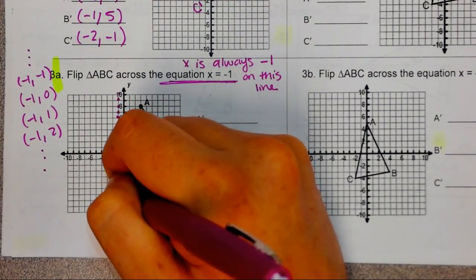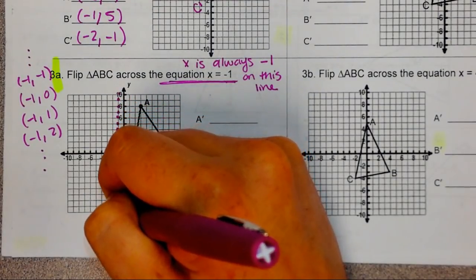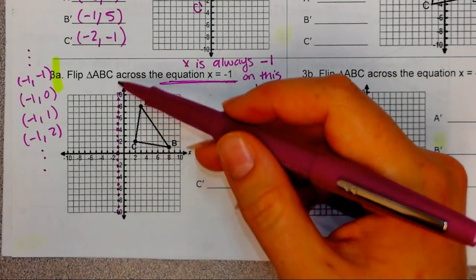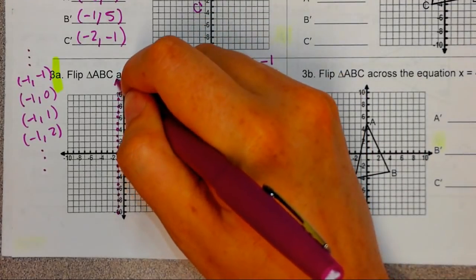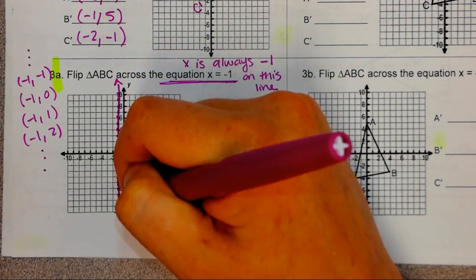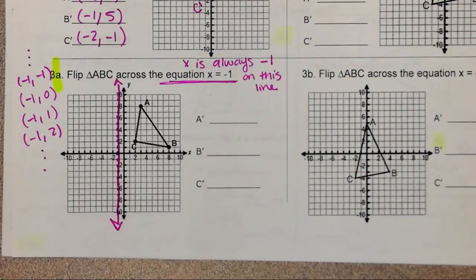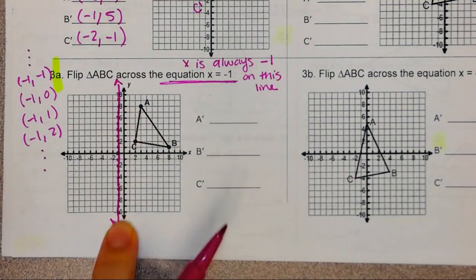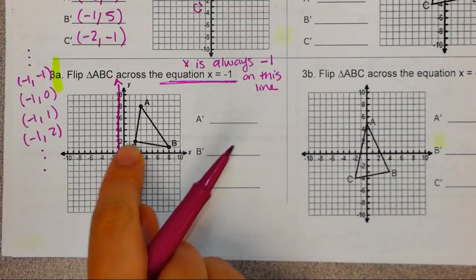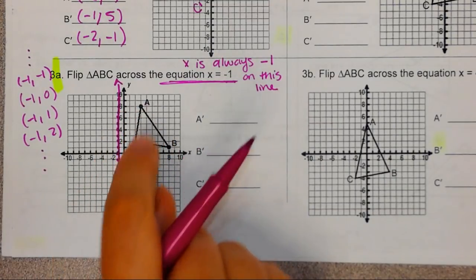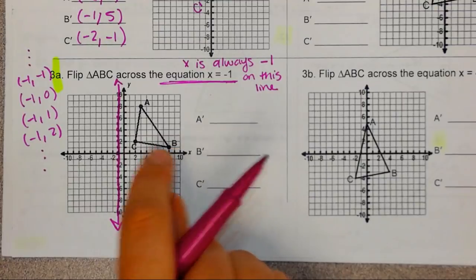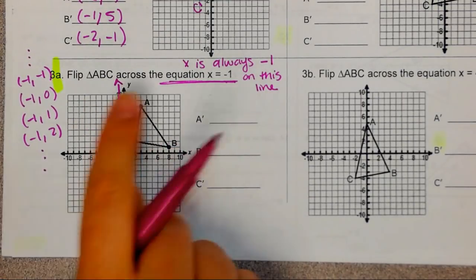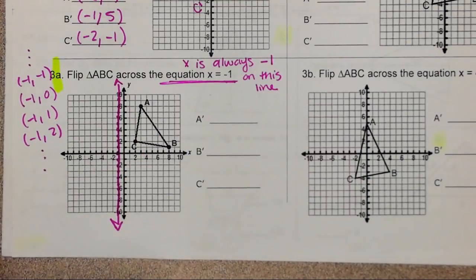As you plot all of the points where x is -1, it becomes very clear that this is a vertical line where all of your x's are -1. Now that we've plotted this line, reflecting is as simple as counting how far away each point is and putting it that same distance on the other side, just reflecting it like a mirror image.